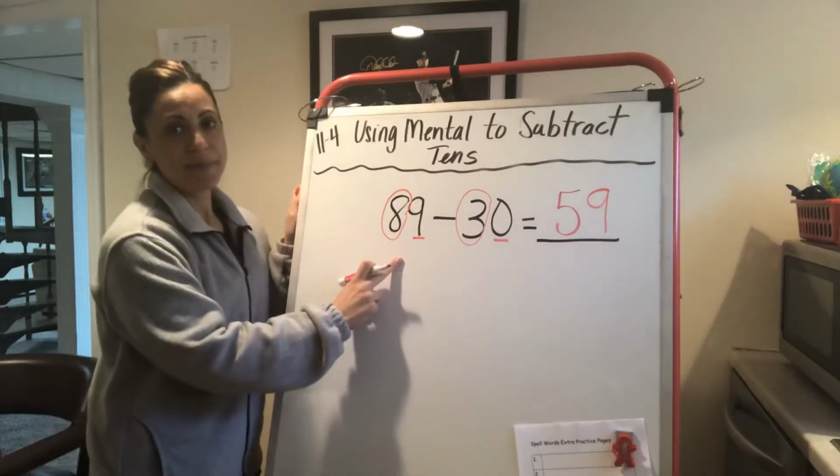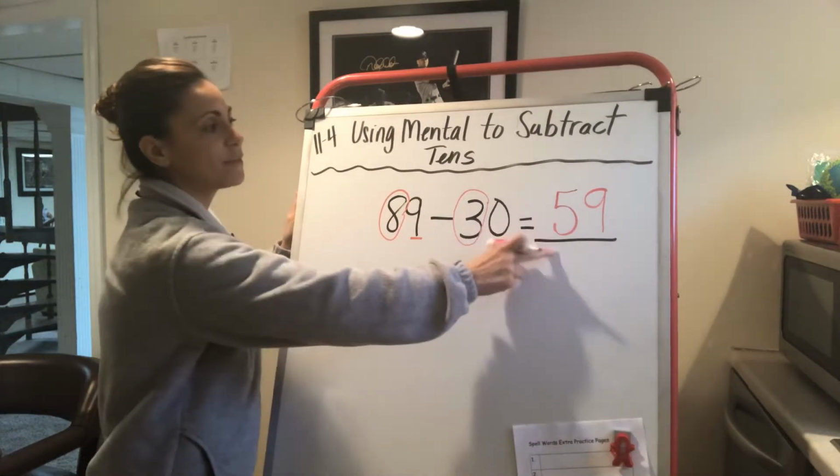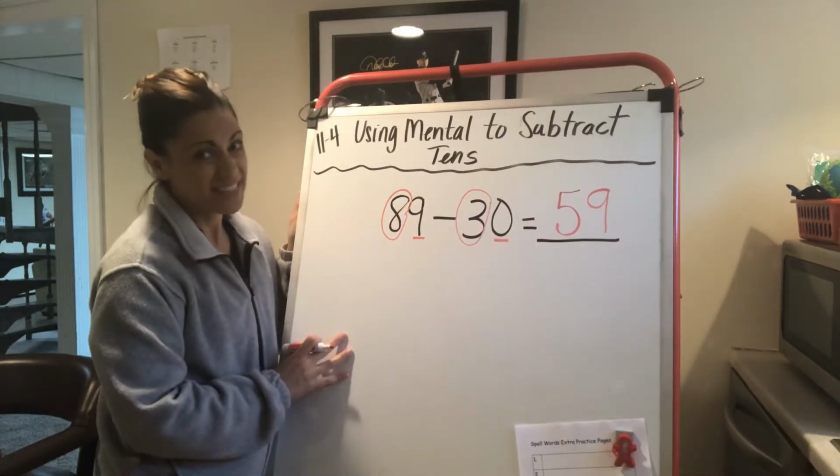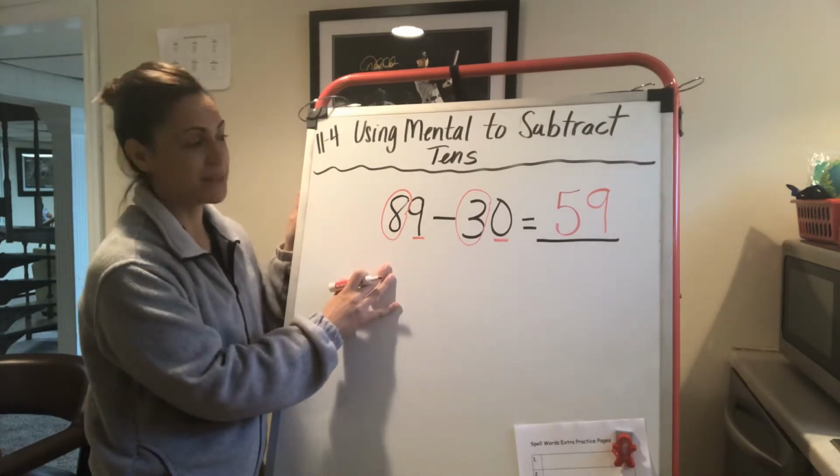Anthony had 89 baseball cards. He gave 30 baseball cards to Ben. He is left with 59 baseball cards. That's still a lot of cards. So let's check our work to make sure that we did it correctly.